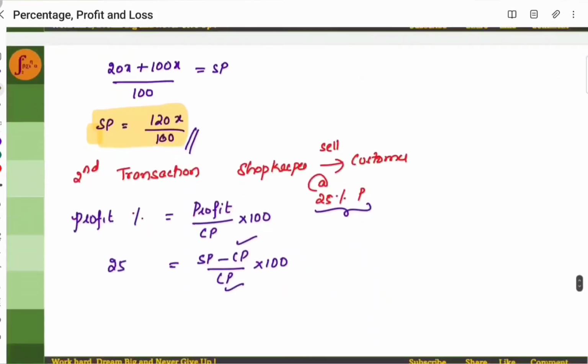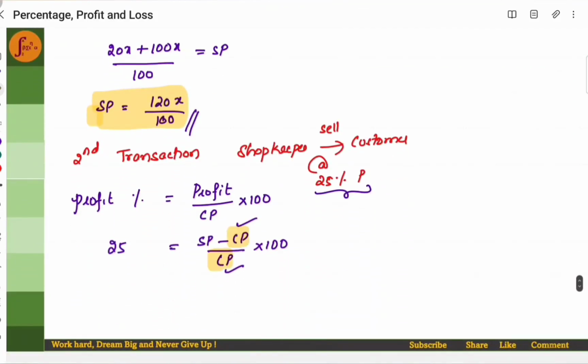But here what is the cost price? What is the cost price here? Cost price is nothing but the selling price. Right? Because the wholesale dealer sells to shopkeeper at this particular price. So for shopkeeper, this becomes a buying price, right? This becomes a cost price or buying price for shopkeeper. For the wholesale dealer, he sells it to shopkeeper. Shopkeeper buys it from the dealer. So for shopkeeper, this selling price becomes a cost price, right?